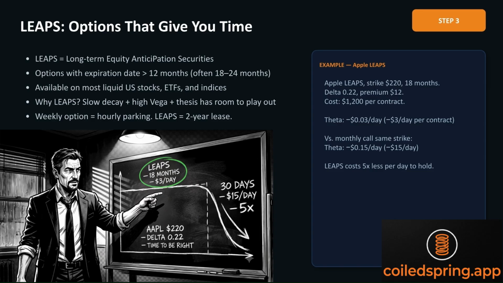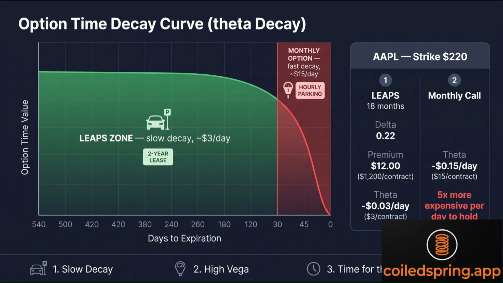Let's get into the numbers from the example on the right, because this is where it becomes obvious. You're looking at an Apple LEAPS. Strike $220, 18 months to expiration. Delta 0.22, which means for every dollar Apple moves, the option moves roughly 22 cents. Premium is $12 per share, $1,200 per contract. That's your total cost and your maximum loss.